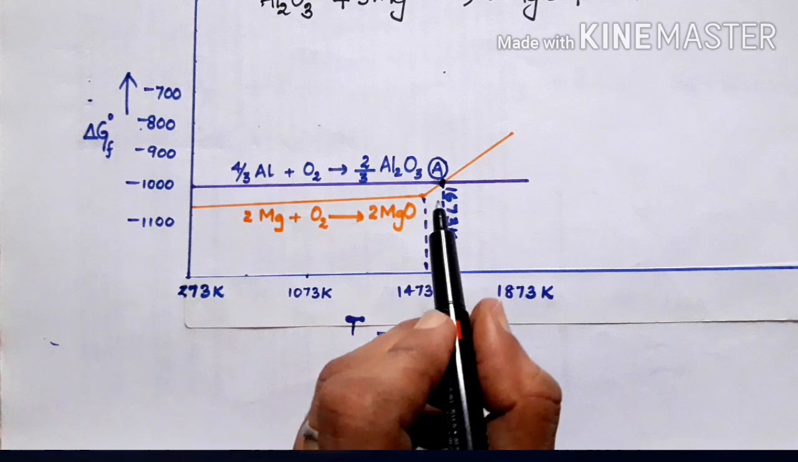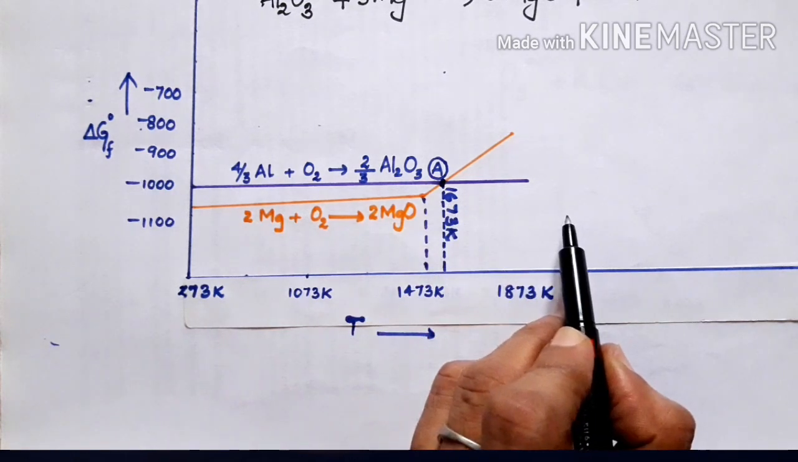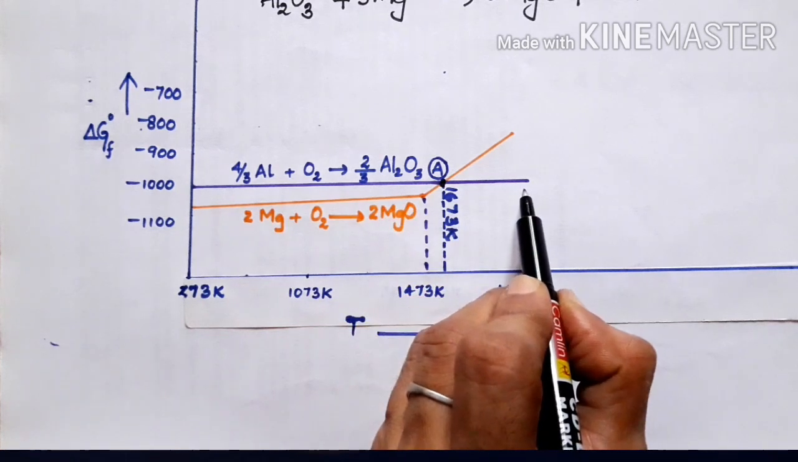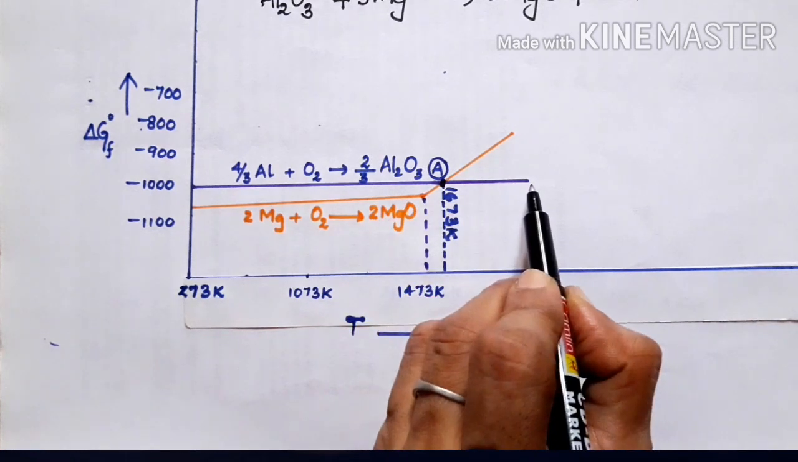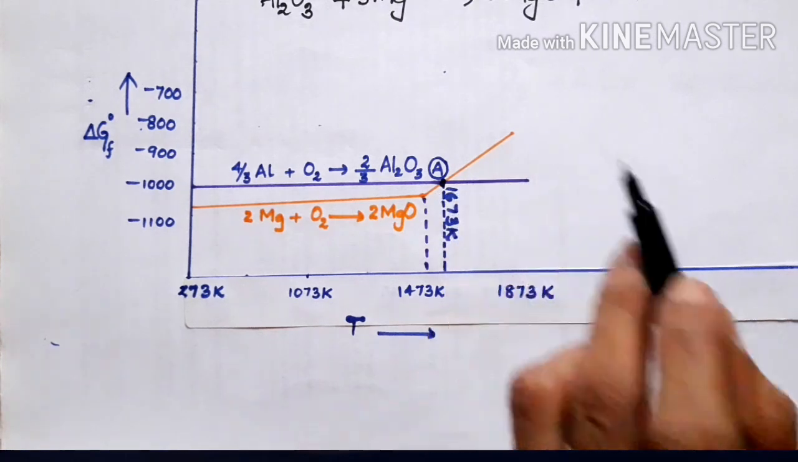1673 Kelvin. Above the temperature 1673 Kelvin, aluminum becomes the lower line. So aluminum is able to reduce magnesium oxide.